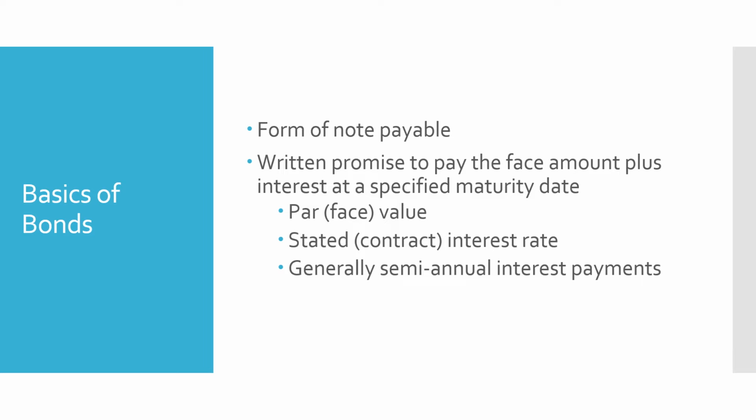The stated or contract interest rate is the rate that is used to calculate cash payments to bondholders, and the interest payments are typically made semi-annually. So if it's a bond with an 8% interest rate semi-annually, that means that it pays out 4% every 6 months.